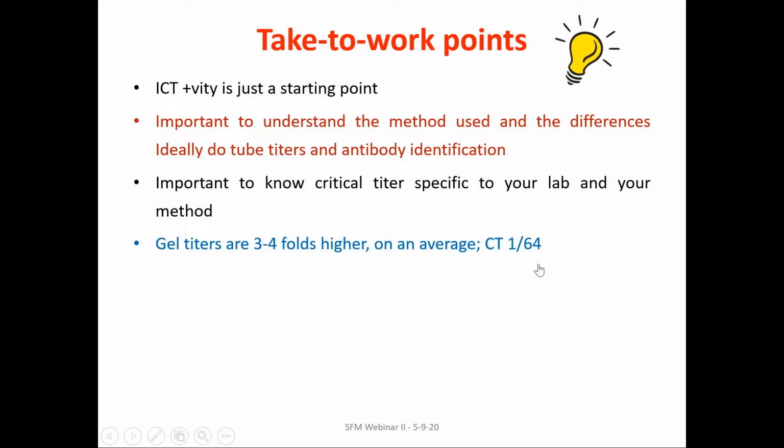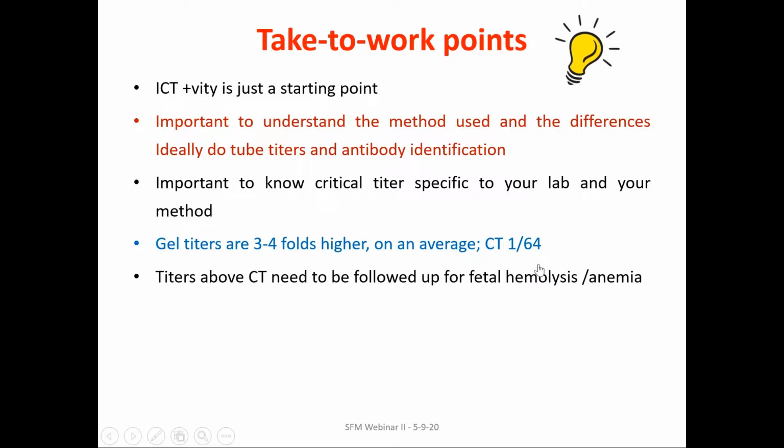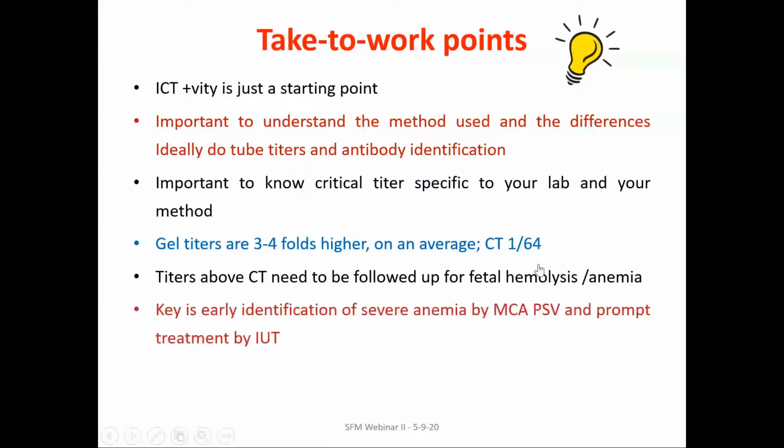We discussed gel titers are 3 to 4 times higher on an average. And the critical titer, if you are to go by our study that we did at our center, the critical titer for gel method is 1 in 64. You can use that as a rough estimate in other centers as well, unless you have more data coming in on this. And if the titer goes above critical titer is when you need to start following this baby up for fetal hemolysis and fetal anemia.